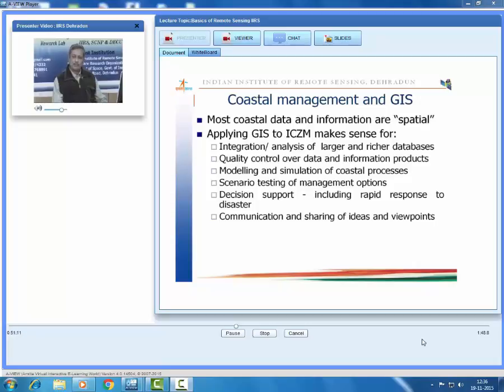You can do quality control of the data, and modeling and simulation of the coastal processes. You can do a lot of modeling and simulation studies, like if there is a rise of sea level by a few centimeters or a few meters, how much the area will be inundated and how the ecology is going to be affected. That is very important for management options and scenario testing. Then management will take decisions about what the suitable options are if these things happen. It will help as decision support, and also help with communication and the sharing of ideas and viewpoints.